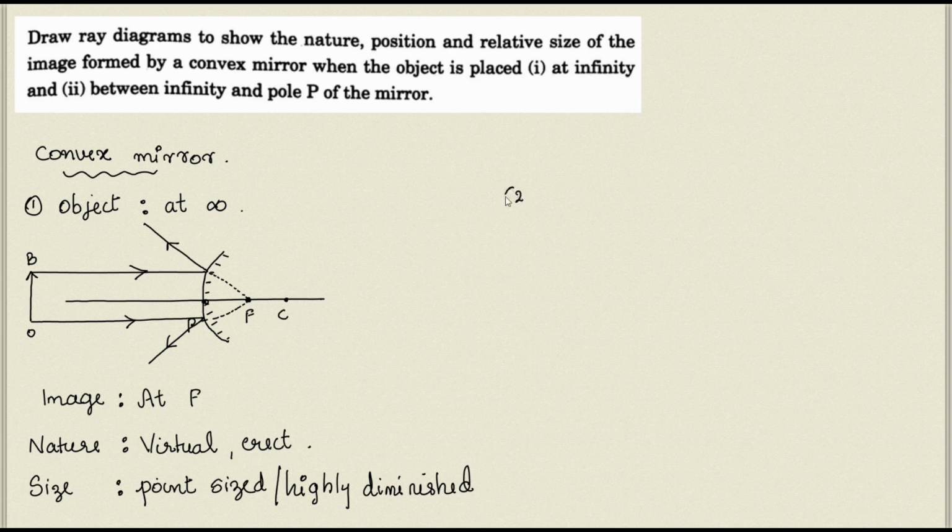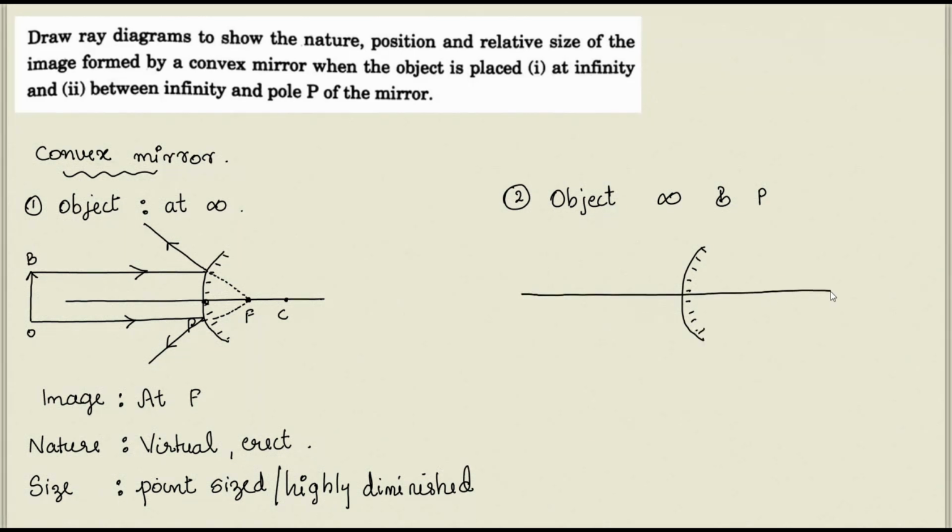Now we have to find for the second case also. What is the second case? Yes. When the object position is between infinity and pole of the mirror. Now again we have to draw the convex mirror, mark its non-reflecting side, draw the principal axis, mark its pole, focus and center of curvature. These are very important when you are drawing the ray diagram. If possible, it is better to mark the angle of incidence and angle of reflection also. So this is the normal. So this represents the angle of incidence and this represents the angle of reflection. That is also better.